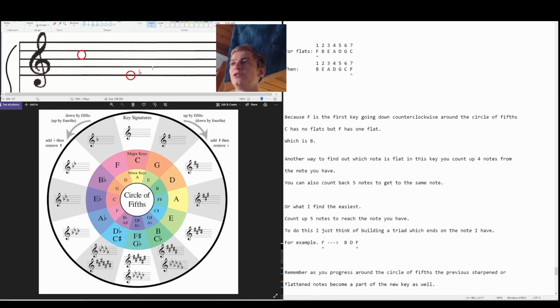Okay, so now we're going to look at a key that is going down the circle of fifths counterclockwise. That's the note F, and then all these other notes have a flat on them.